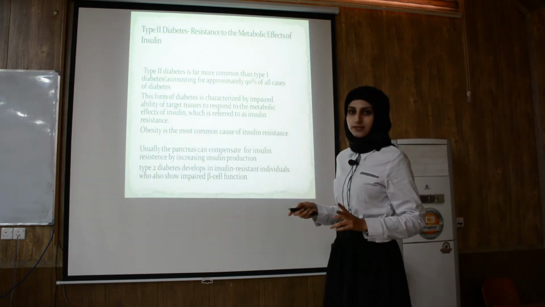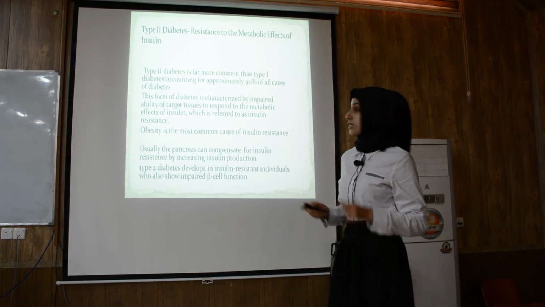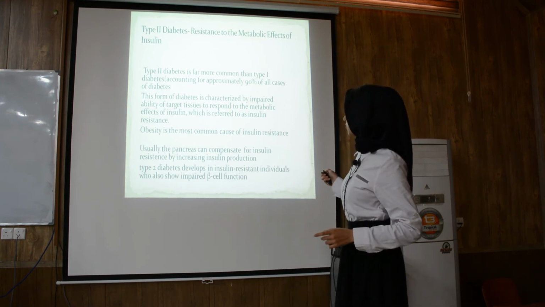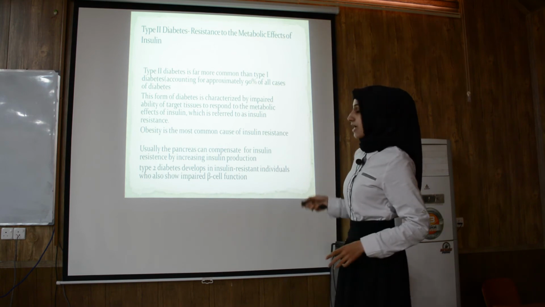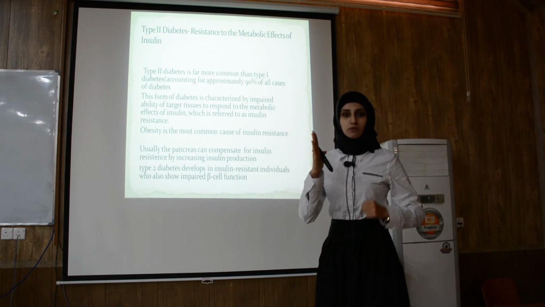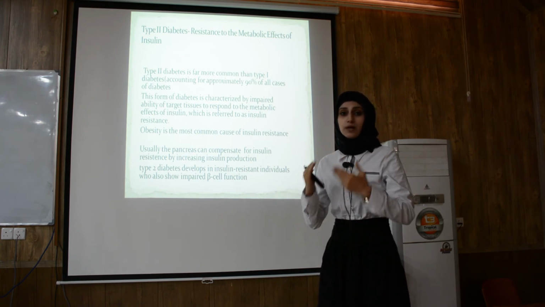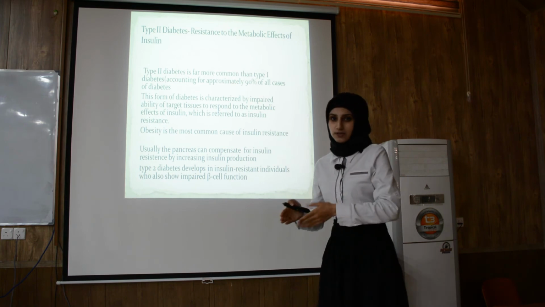Now, type 2 diabetes. This type of diabetes is much more common than type 1 diabetes. It occurs in about 90% of all cases of diabetes. And the main problem here, as we mentioned before, is that the cell now resists the insulin, which means that the insulin cannot function properly and enter the glucose into the cell.